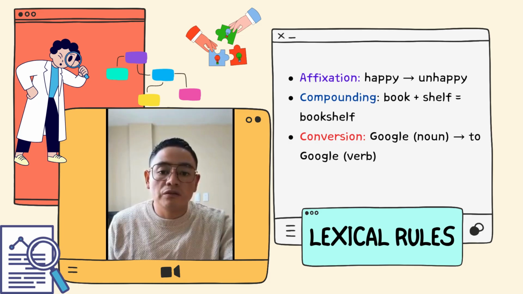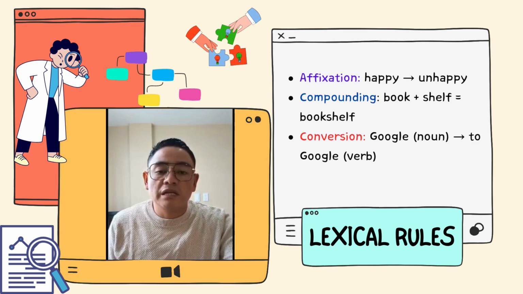Lexical rules. Lexical rules explain how new words are created or how existing words change their function or category. Examples of lexical rules: affixation, adding prefixes or suffixes. Happy and unhappy. Teach and teacher. Compounding, combining 2 words: book plus shelf, bookshelf. Sun plus flower, sunflower.